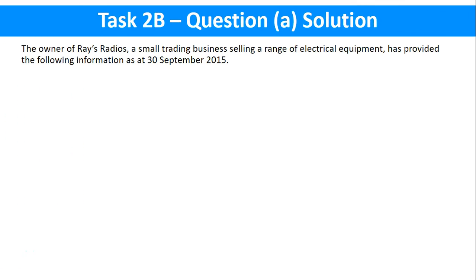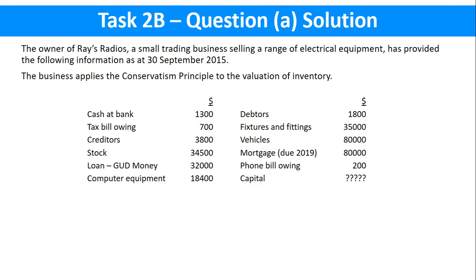The owner of Rose Radios, a small trading business selling a range of electrical equipment, has provided the following information at the 30th of September. The business applies the conservatism principle to the valuation of inventory. So we've got a whole bunch of items there. We've got cash at bank, tax bill owing, vehicles, phone bill owing, and so on.